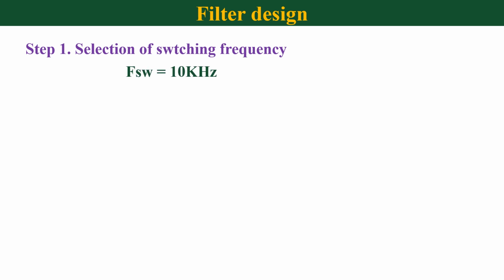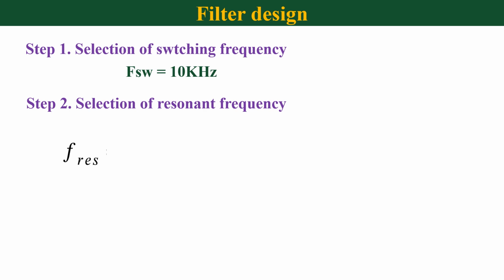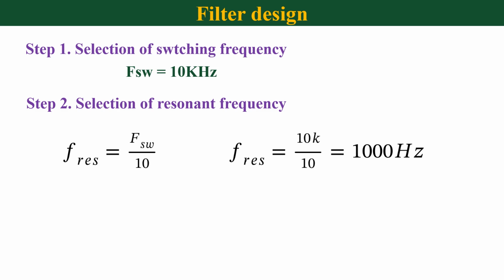Now we start designing the filter values. First step is the selection of switching frequency. Based on device constraints, size and cost of components, and thermal consideration, you can select the desired value of switching frequency. Here, a switching frequency of 10 kHz is chosen. The second step is the selection of resonant frequency. Choose a resonant frequency that is well separated from both fundamental and switching frequency. As a thumb rule, we choose resonant frequency as switching frequency divided by 10. So we get 10 kHz divided by 10, that is 1000 Hz.